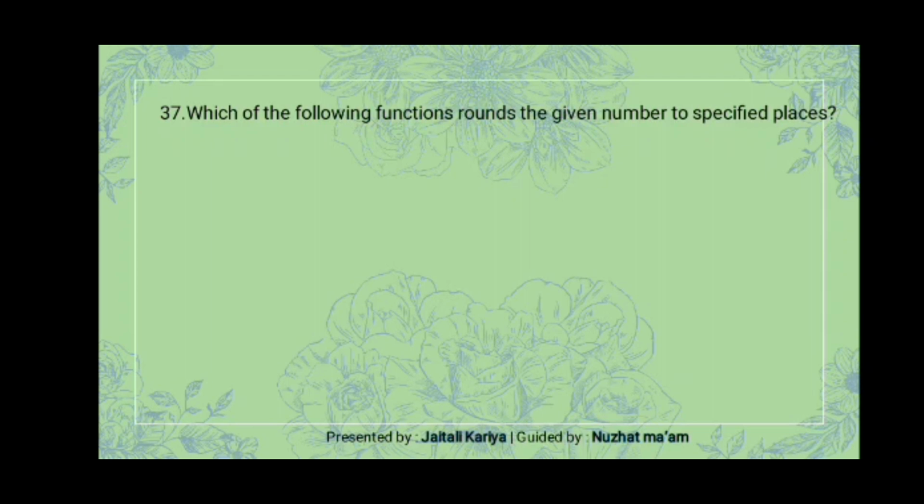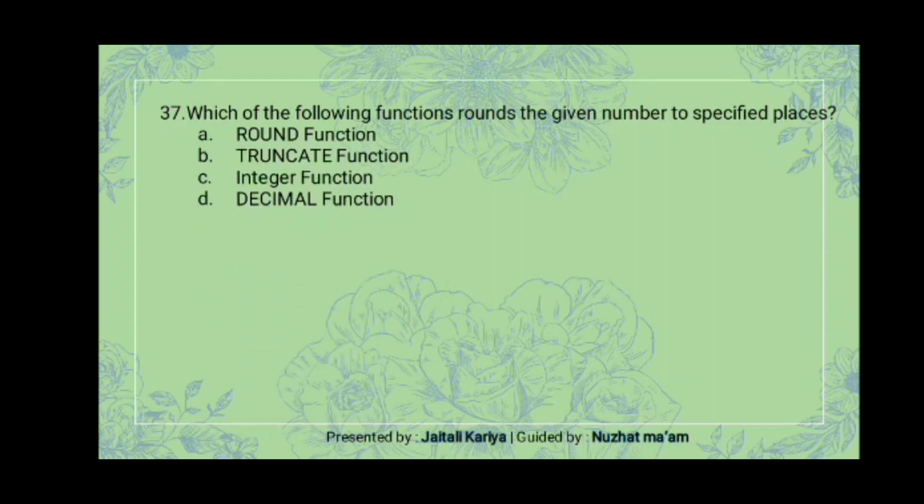37. Which of the following functions round the given number to specified places? A. Round function, B. Truncate function, C. Integer function, and D. Decimal function. And the correct answer is A, that is round function.